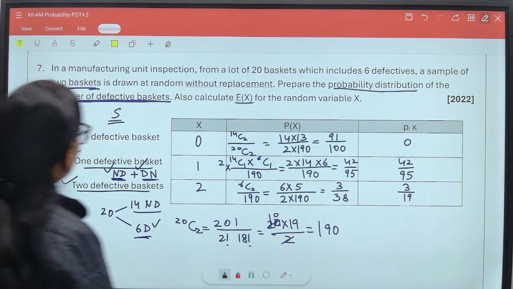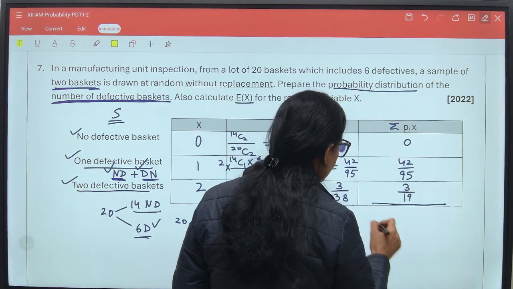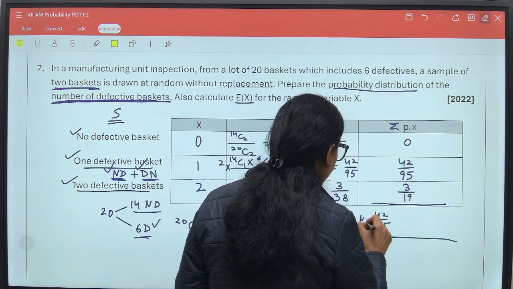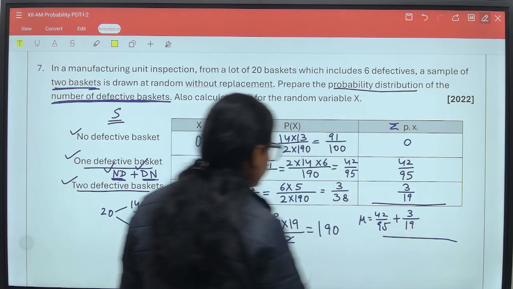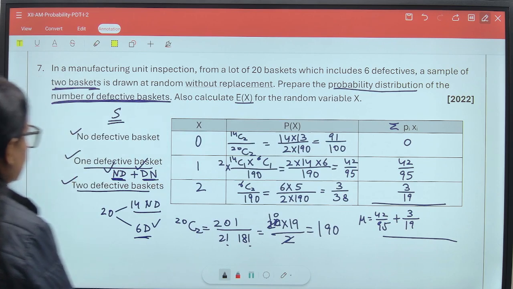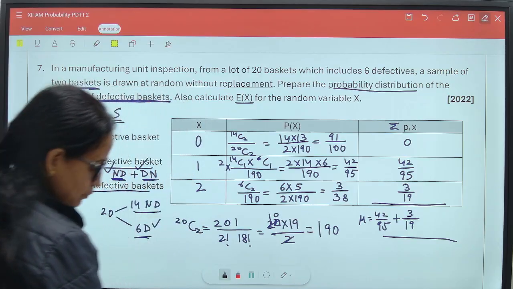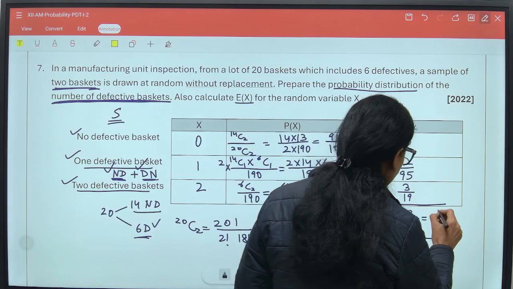So now what is the expectation? The sum of this column. So just add these two values, 42 by 95 plus 3 by 19. 95 is 5 times 19, 5 3s are 15, 15 plus 42. So it is going to be 57 by 95.